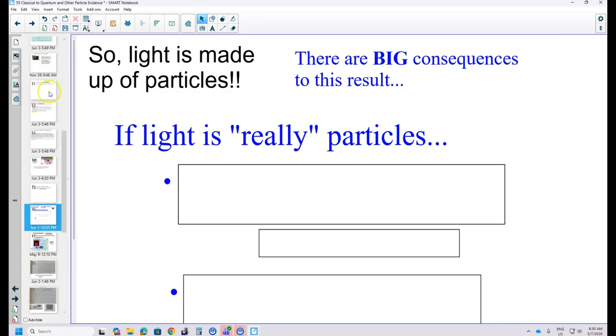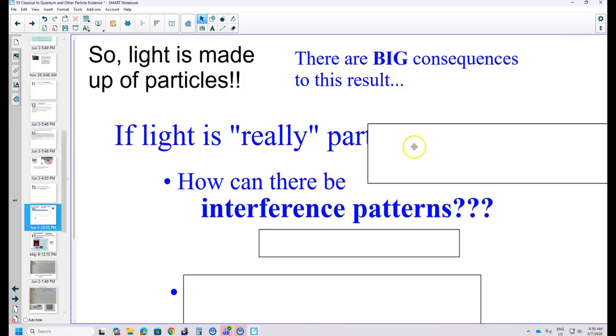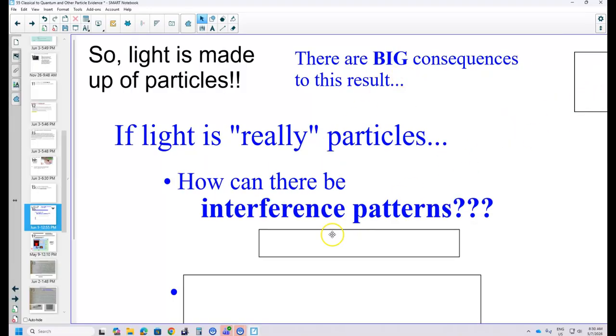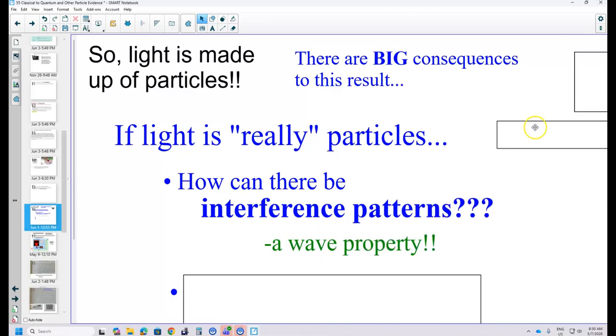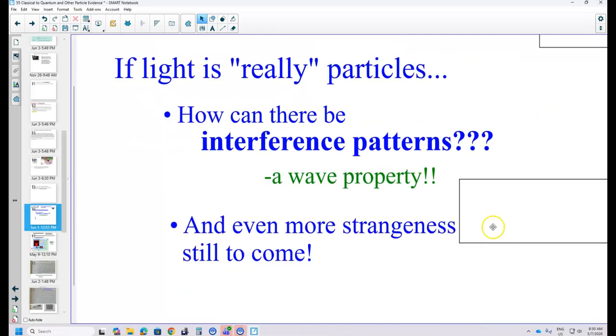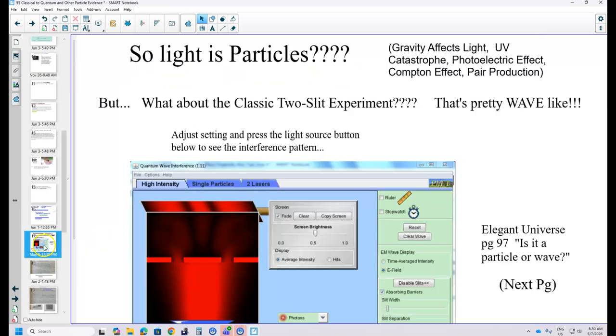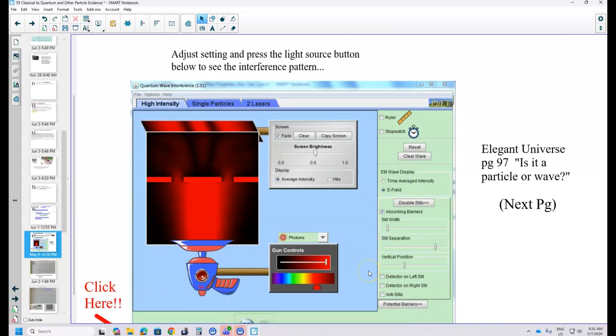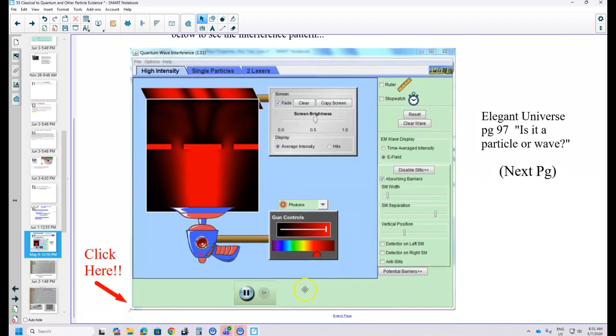So there is lots of undeniable experimental evidence of the particle nature of light. And of course, there are big consequences to that, right? Like if light is really particles, then how can there be interference patterns? That's a wave property. And even more strangeness is to come, as I told you before, so you'll see that shortly. So we go back to this interference pattern, and if light is particles, then how can that happen? So let's just get this going.